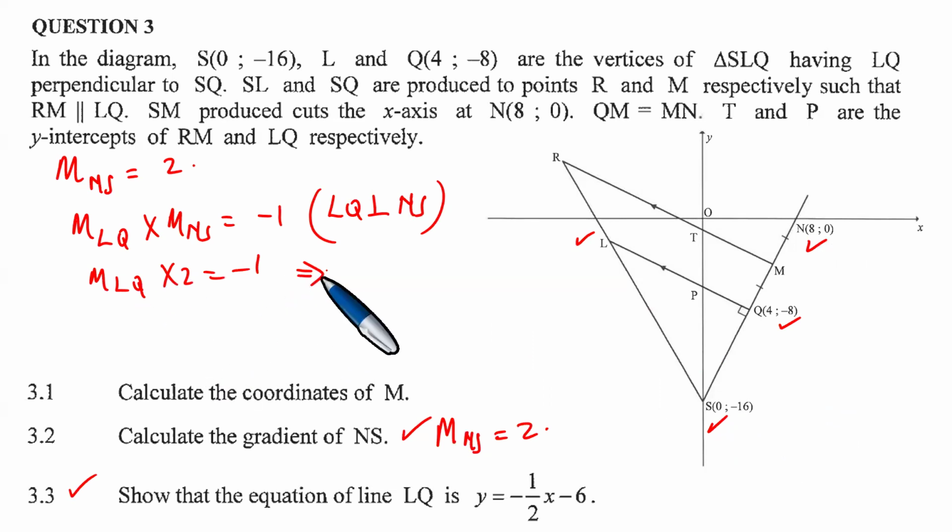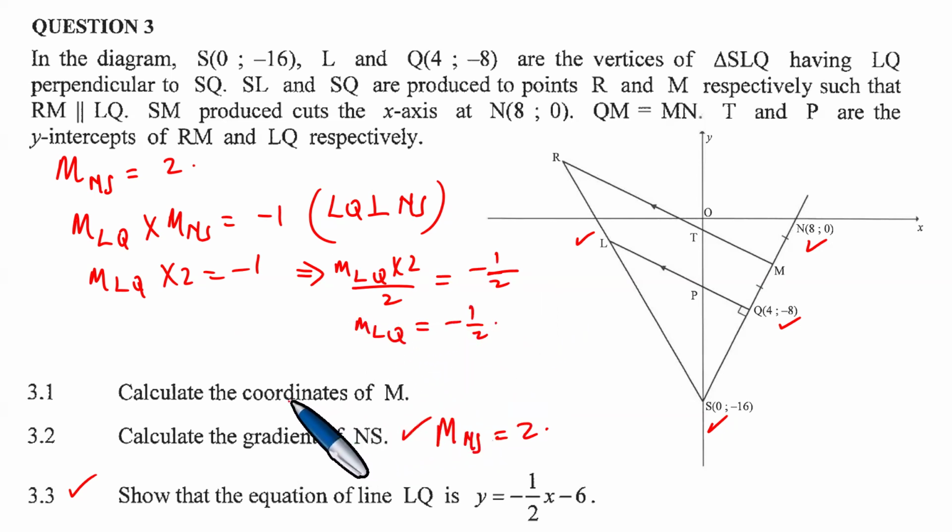Dividing both sides by 2, we have minus 1 divided by 2, so the gradient of LQ is minus 1/2. We're interested in finding the equation of the line LQ. The line LQ passes through the point Q with the coordinates 4 and minus 8.